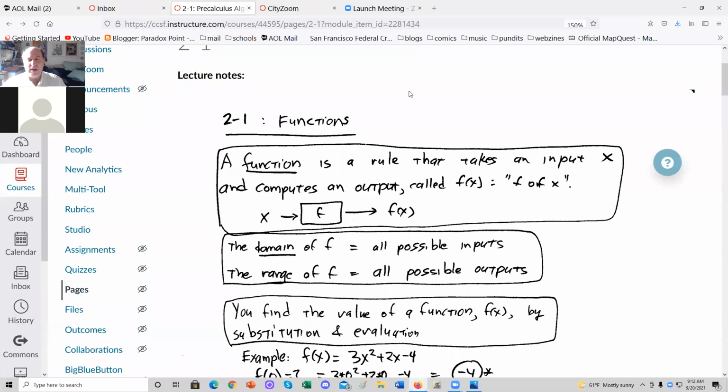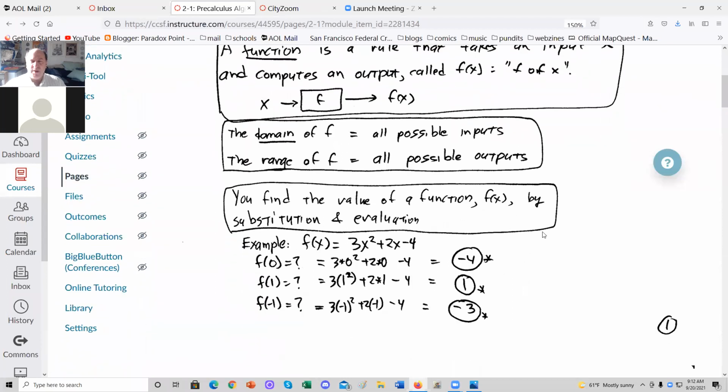All right. Now the set of all possible inputs is called the domain of f. The set of all possible outputs is called the range of f. You find the value by evaluation and substitution.